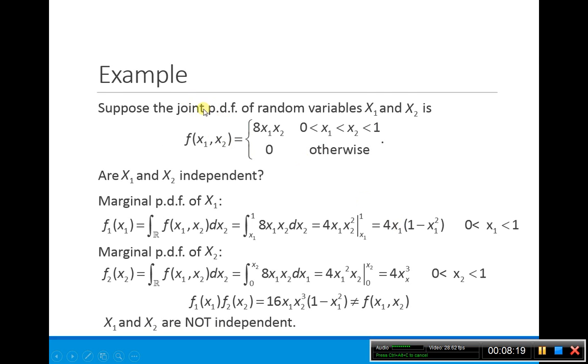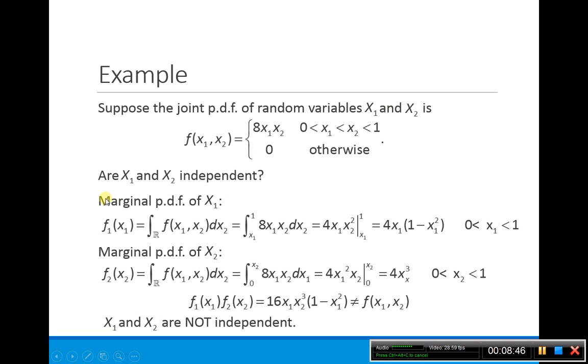For an example, suppose the PDF of random variables x1 and x2 is given by this value. Suppose it is 8 x sub 1 x sub 2, assuming that x1 is less than x2, and they're both between 0 and 1, and 0 otherwise. So the question is, are x1 and x2 independent?